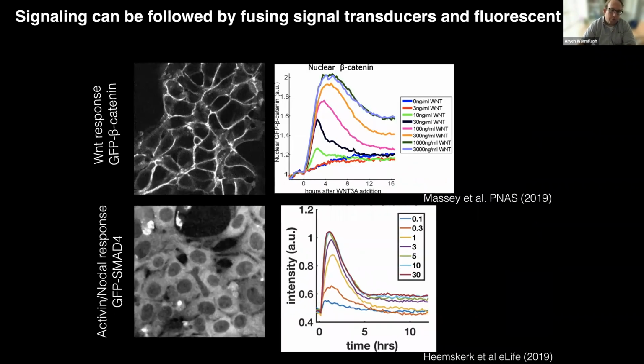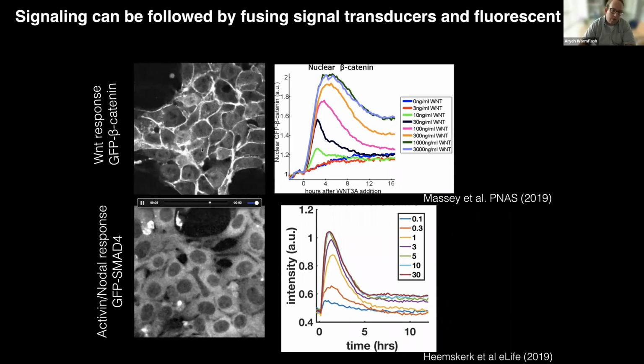So these are examples of the kinds of movies you can get with these and the kind of data we can quantify from them. So first, for beta-catenin, this is the Wnt response. Beta-catenin is also a component of what are known as adherens junctions, which are junctions between cells. So these lines you see are borders between two cells. But when we add Wnt protein, you'll see this beta-catenin accumulate in the centers of the cells as well, including in the cell nuclei.